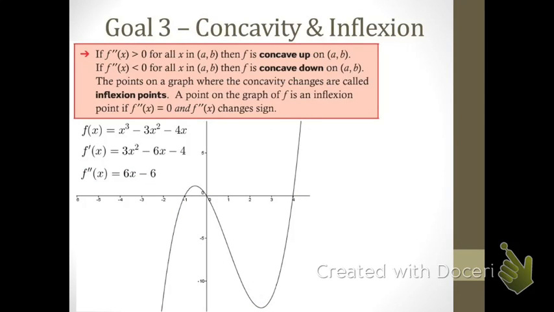Alright, if the second derivative is greater than 0 for all x's in an interval from a to b, then function f is concave up on that interval from a to b. So when the second derivative is positive, the graph is concave up. If f double prime of x is less than 0, in other words, if the second derivative is negative for all x's in the interval a to b, then f is concave down on that interval from a to b.